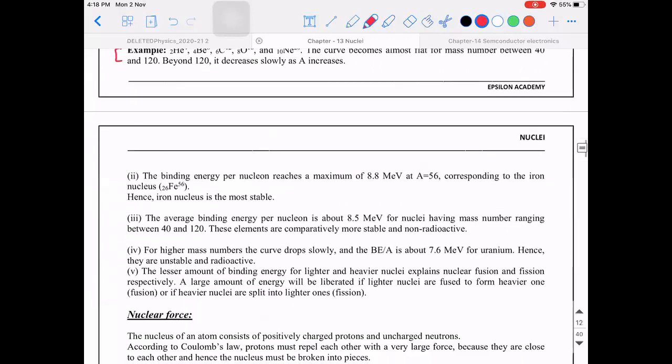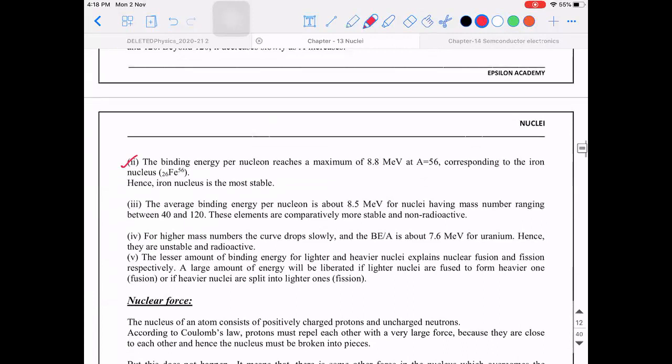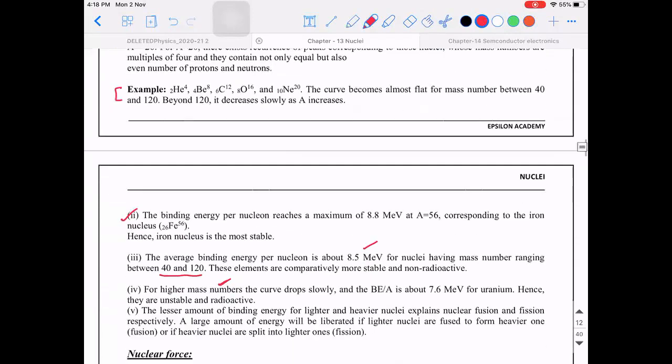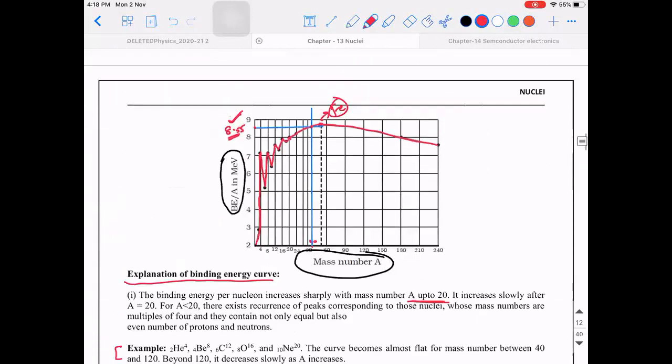Based on this graph, one thing that is observed is the average binding energy per nucleon is about 8.5 mega electron volt for nuclei having mass number ranging from 40 to 120. That's what we calculated. For higher mass numbers, the curve drops slowly. That is for a mass number of how much? 236. If you observe, the curve drops slowly.